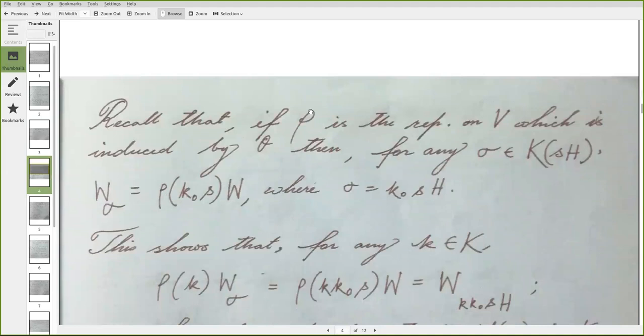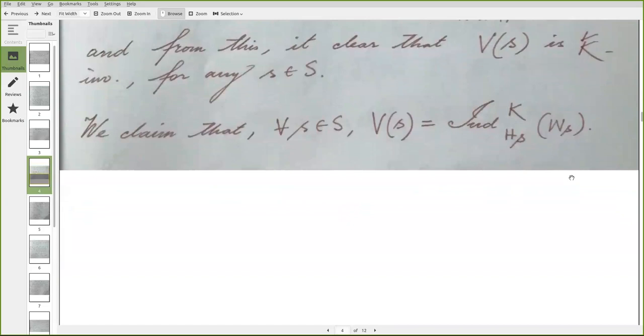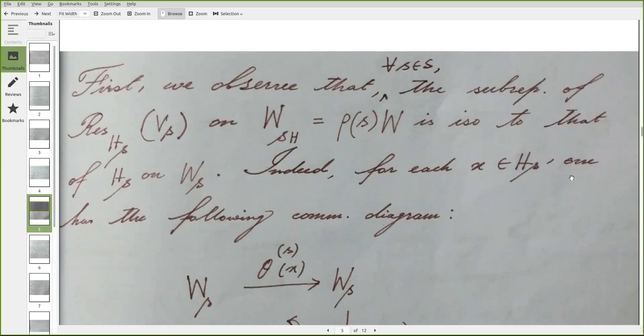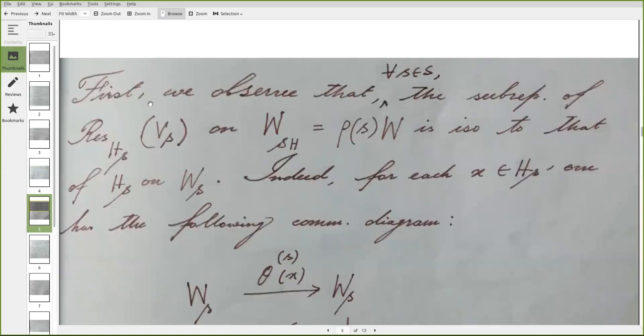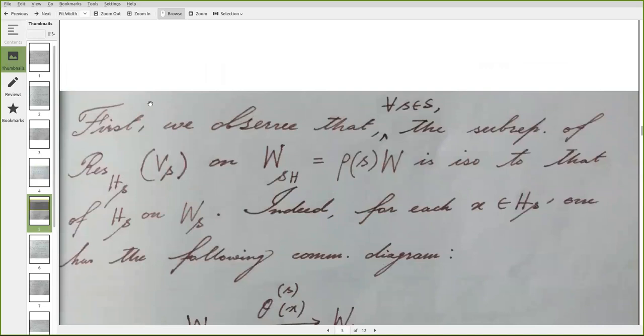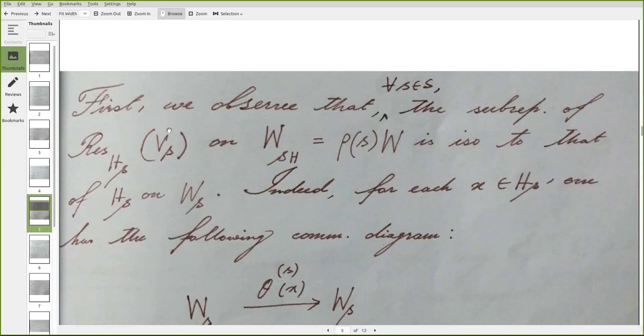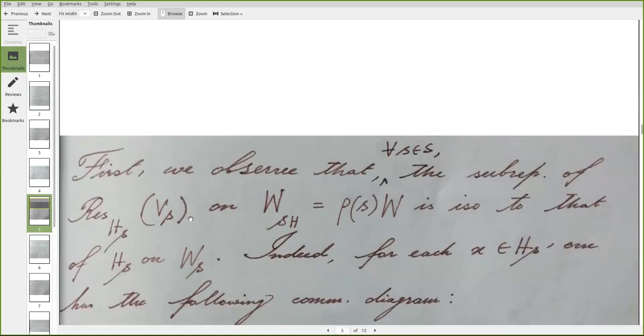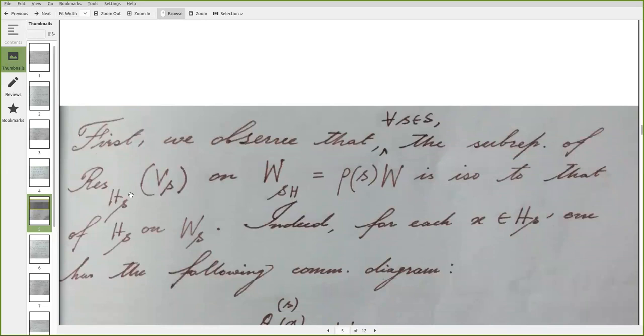so we now establish that. For that, what we have to observe is for any S in S, the subrepresentation of HS on V, subrepresentation HS on VS. Just a minute. So I think there is some problem. VS is not defined. I have to just check. Subrepresentation. It's fine. So the error is here. I should have written V of S. Because K has a representation on V of S, and since HS is a subgroup of K, we shall simply restrict that representation to HS.